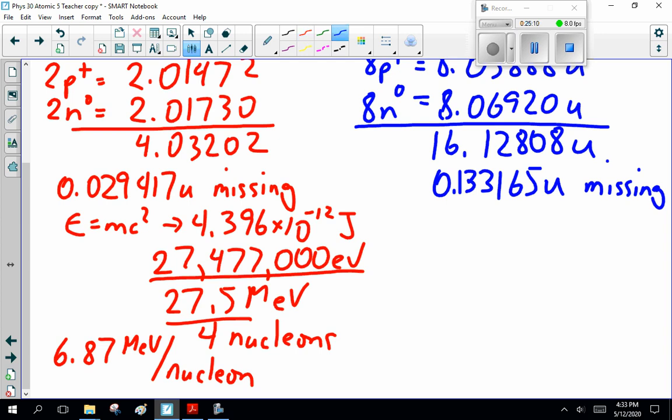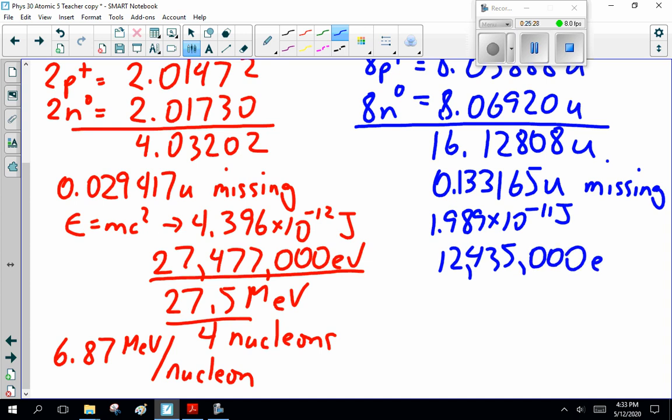Now compare that to the oxygen. I did the math and I got 1.989 times 10 to the minus 11 joules, which becomes 1,243,500 electron volts. Yes, it keeps on going. Now, that's 12.4. Hang on. Oh, sorry. My bad. I missed a zero in there. 120. Sorry. Can't even read my own writing anymore. God help us all. 35 something electron volts.